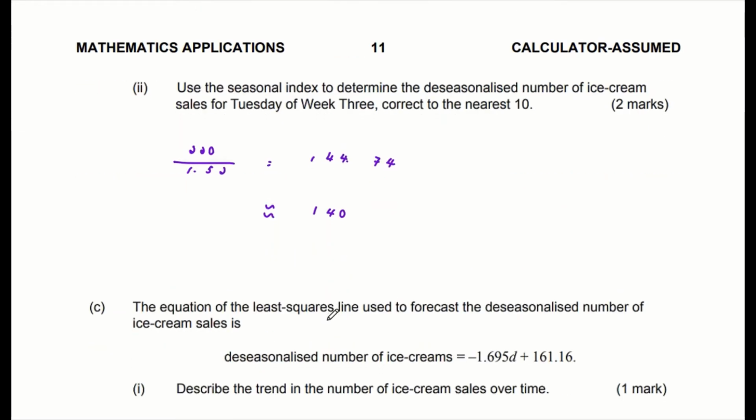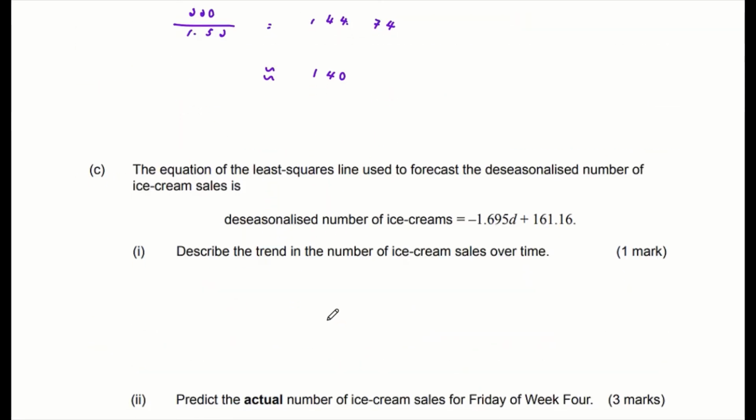Okay. So C, the equation of the least square line used to forecast the deseasonalized number of the ice cream sales is given by this equation. So describe the trend. Okay, so when we talk about the trend, we are looking at the gradient, and you need to write whether it's increasing over the time or decreasing over the time. So in this case, you can see that the gradient here is negative. So that's why the trend here is the number of ice cream sales decreases over the time. All right, so that's the idea.